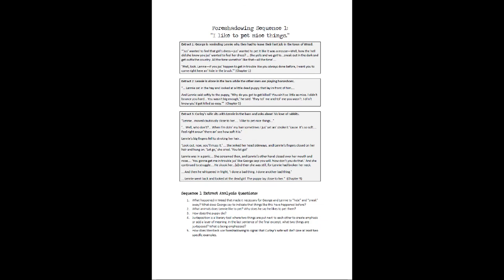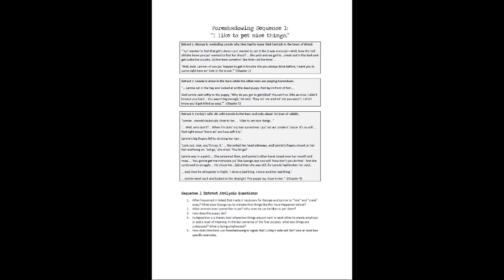So we have 5 questions here I'd like you to answer. What happened in Weed that made it necessary for George and Lenny to hide and sneak away? What does George say to indicate that things like this have happened before? That's question 1. What animals does Lenny like to pet? Why does he say he likes to pet them? How does the puppy die?